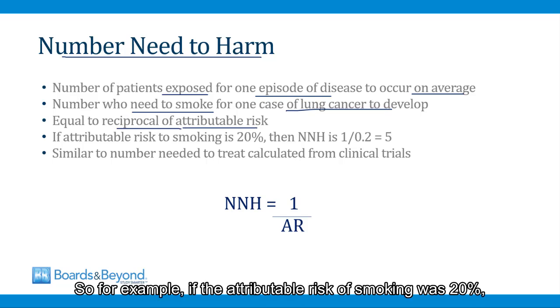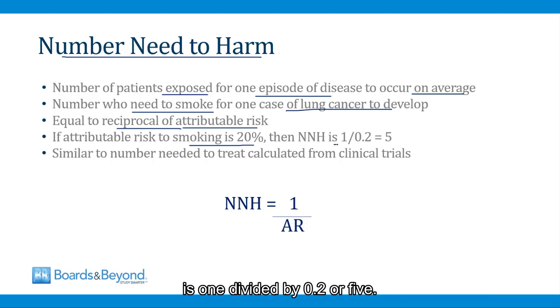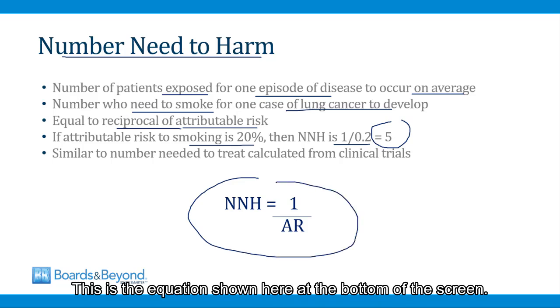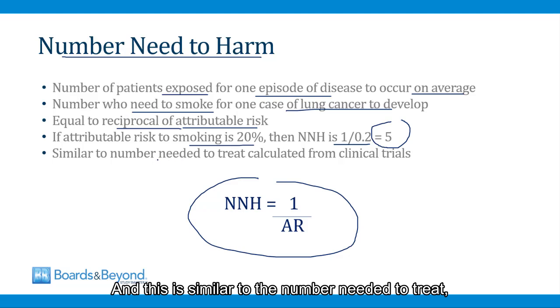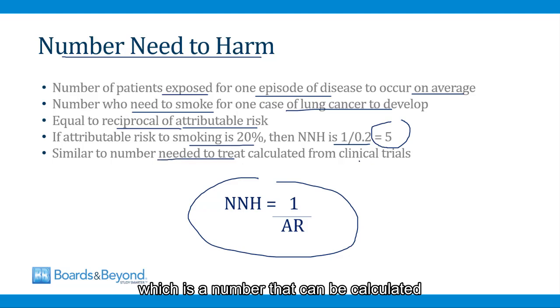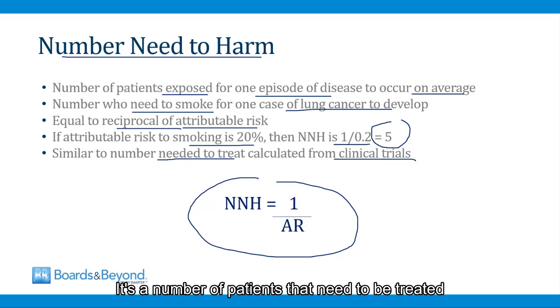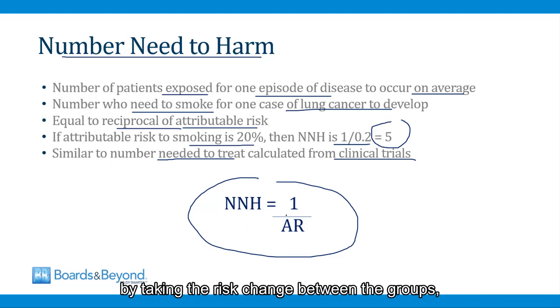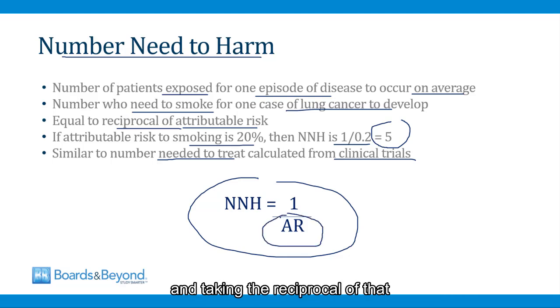So for example, if the attributable risk of smoking was 20%, then the number needed to harm is 1 divided by 0.2 or 5. And this means that on average, for every 5 people who smoke, you would get 1 case of lung cancer. This is the equation shown here at the bottom of the screen. And this is similar to the number needed to treat, which is a number that can be calculated from a clinical trial. It's the number of patients that need to be treated with a drug or intervention to prevent one adverse outcome. It's calculated in the same way by taking the risk change between the groups and taking the reciprocal of that to get the number needed to treat.